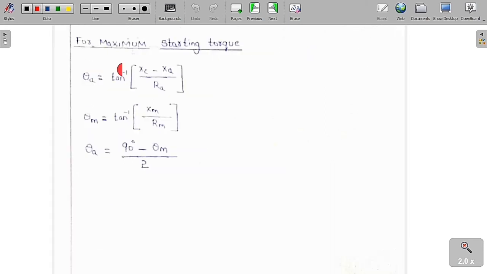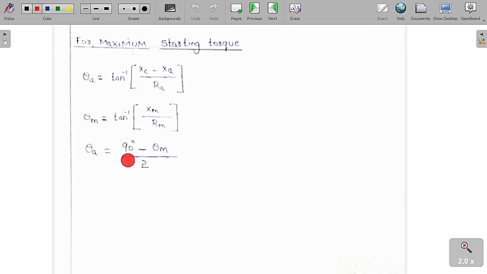Then for maximum starting torque, the equations are, as I have already told you, the auxiliary winding theta is equal to tan inverse of Xc minus Xa by Ra, and theta m is equal to tan inverse of Xm by Rm.